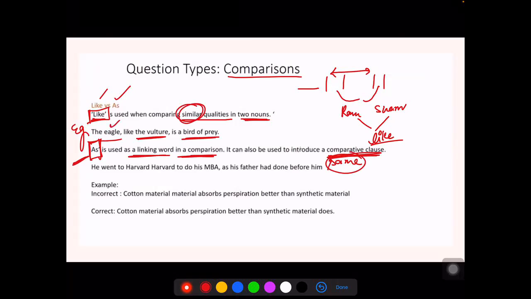Yes. So the eagle, like the vulture, is a bird of prey. So that means they have similar qualities. How they attack their victims, or how they attack other birds, they are just on the same page.